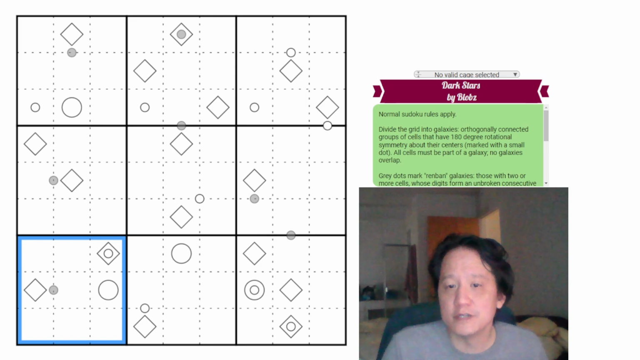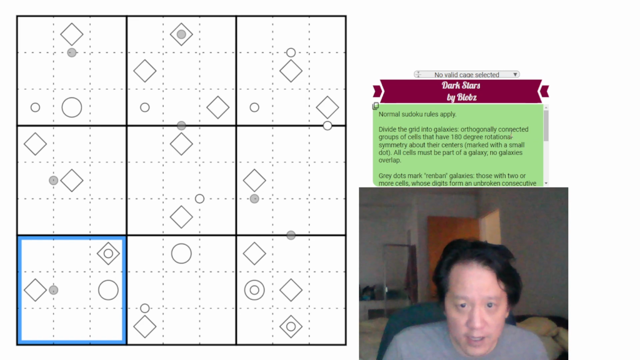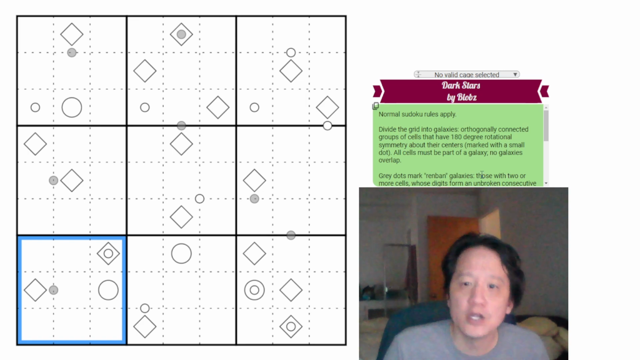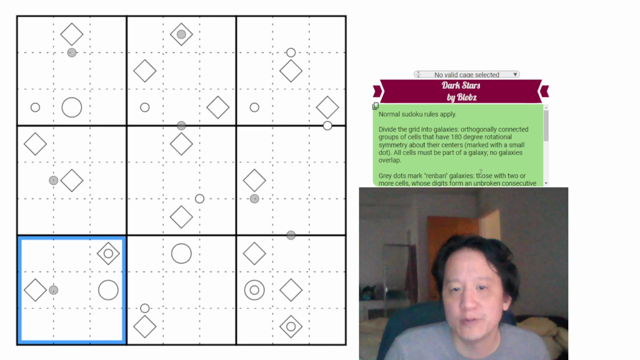Divide the grid into galaxies. Galaxies are orthogonally connected groups of cells that have a 180-degree rotational symmetry about their centers, marked with a small dot. All cells must be part of a galaxy, and no galaxies overlap.